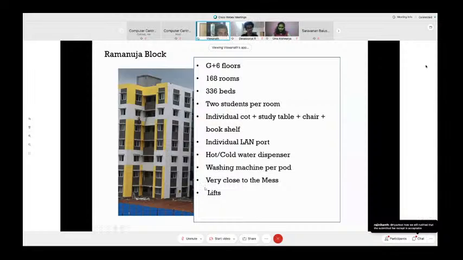This is for the boys. This Ramanuja block is only for the boys. Whereas for the girls, in the Maitreyi and Gargi hostels, one of the floors will be completely assigned for the incoming first year girls, and that will be single occupancy.